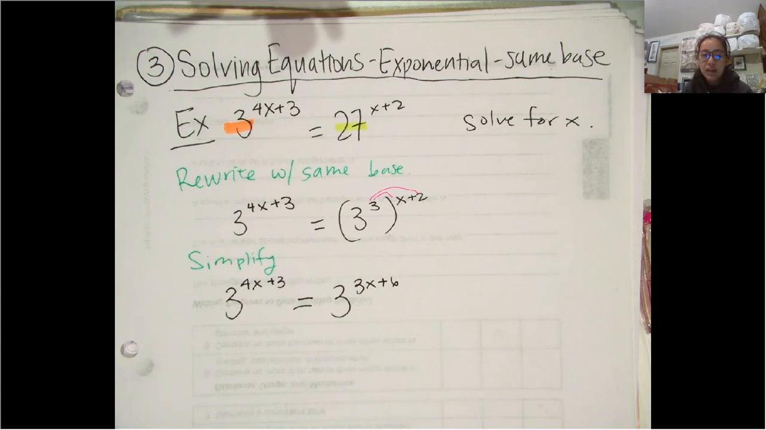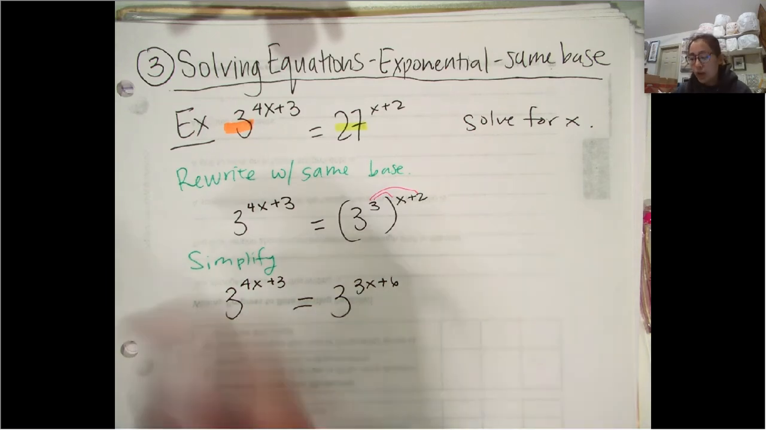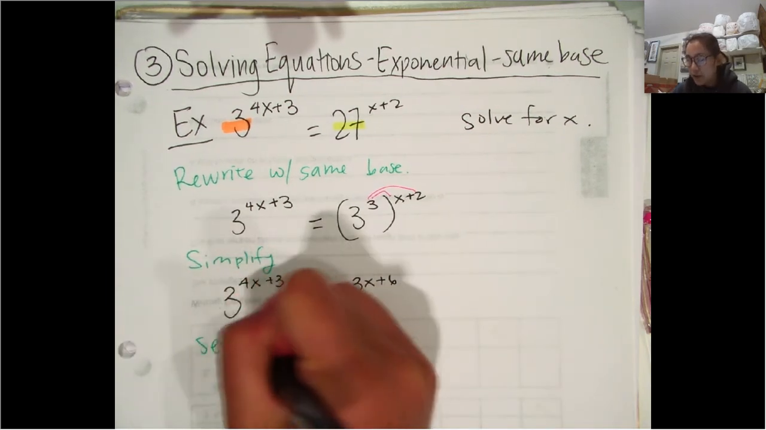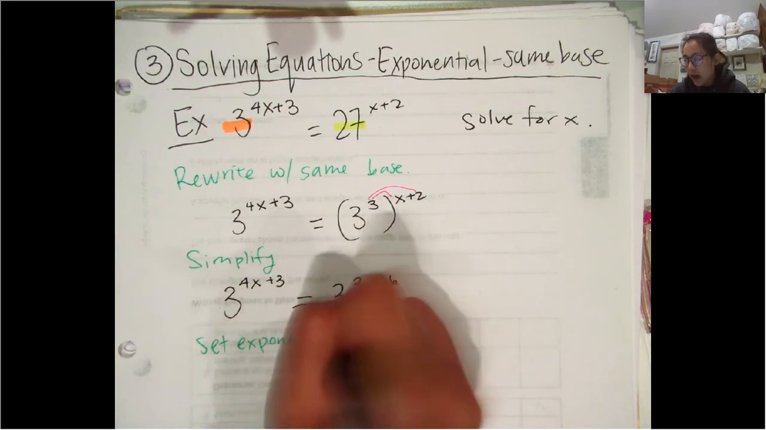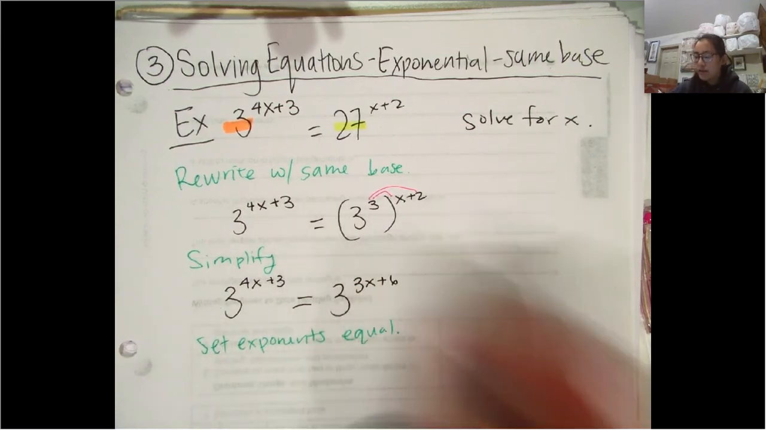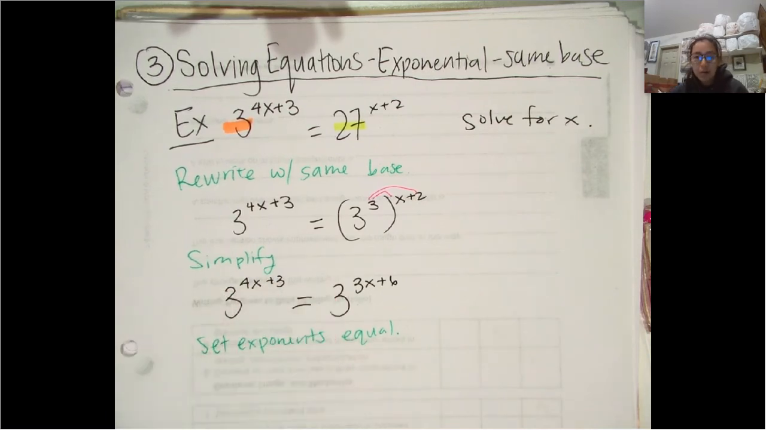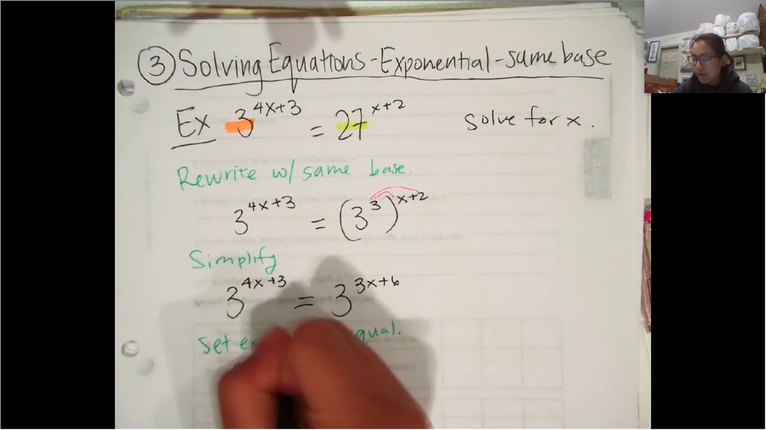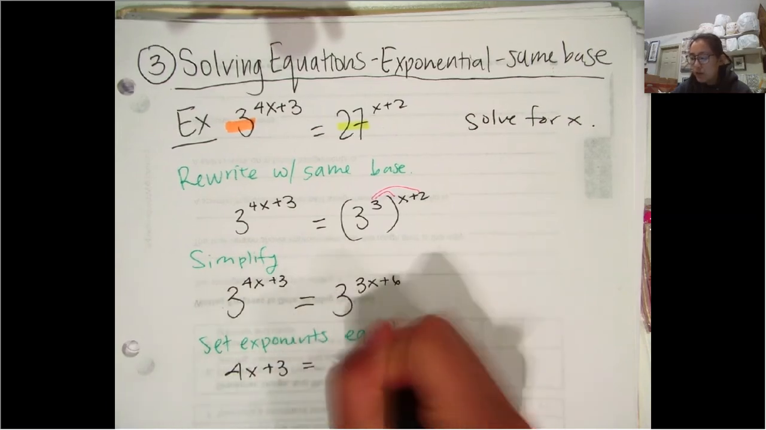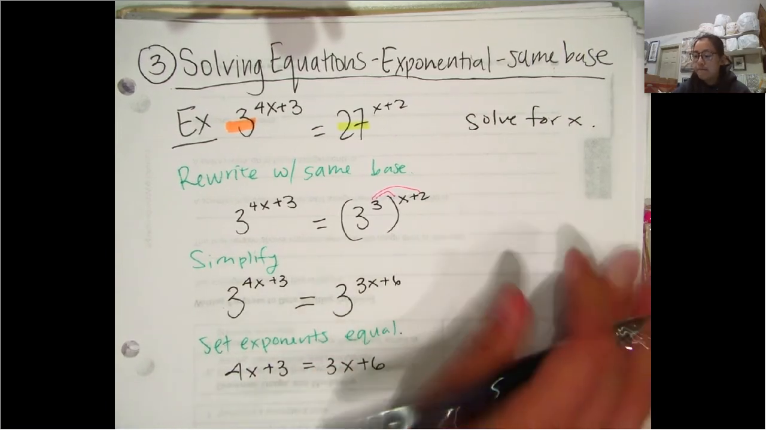And so if you say 3 to the power of something equals 3 to the power of something else, well, if they're equal, those two powers should be equal to each other. So we'll go ahead and set the exponents equal to each other. Because again, if it's, let's say, 3 to the 5 equals 3 to what power? Well, it's got to be 5. So no matter what, these two numbers have to be the same. We have 4x plus 3 equals 3x plus 6.